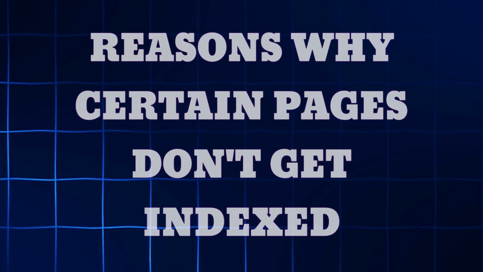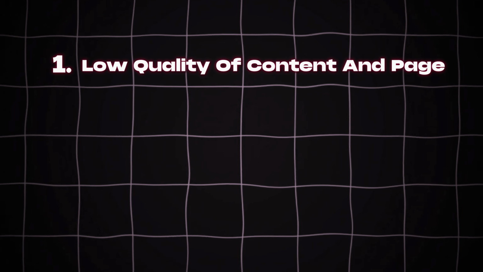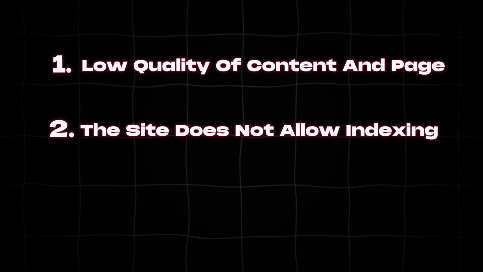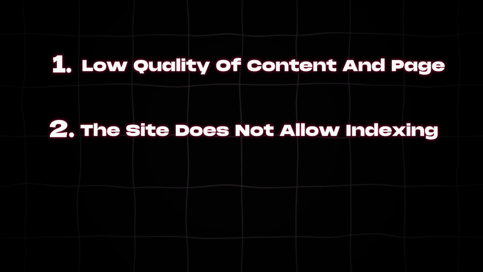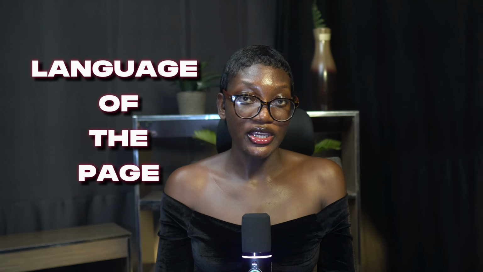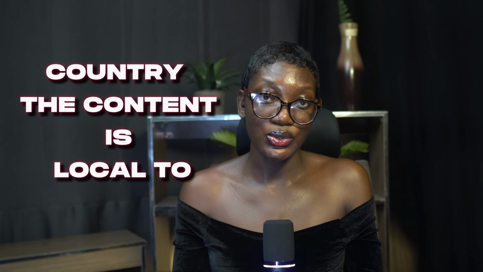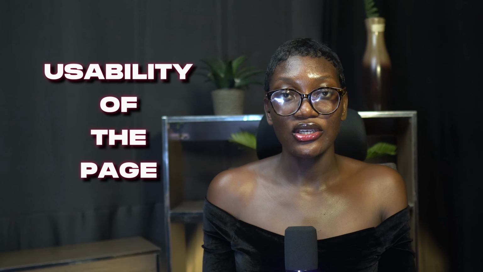Now, certain pages do not get indexed due to 3 different reasons. The low quality of the content on the page, their sites do not allow indexing, and finally, the design of the website might make indexing difficult. Google takes note of certain signals for the canonical page and the other pages in the group, like the language of the page, the country the content is local to, and the usability of the page.